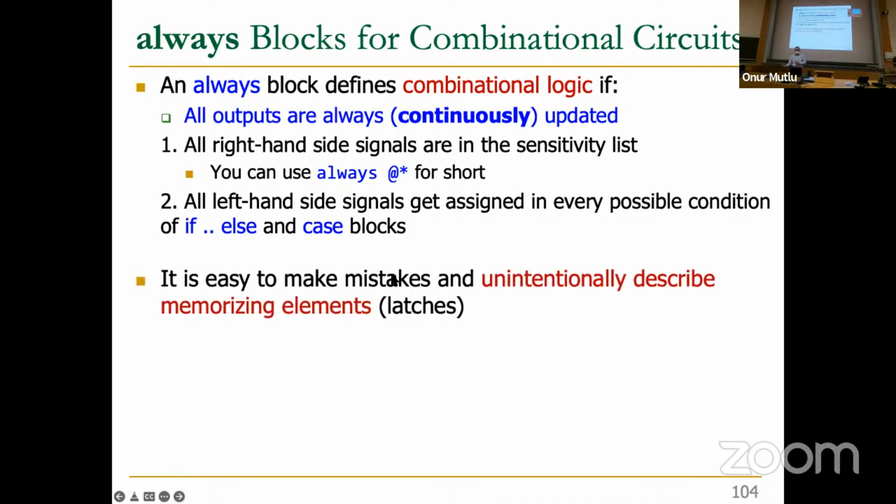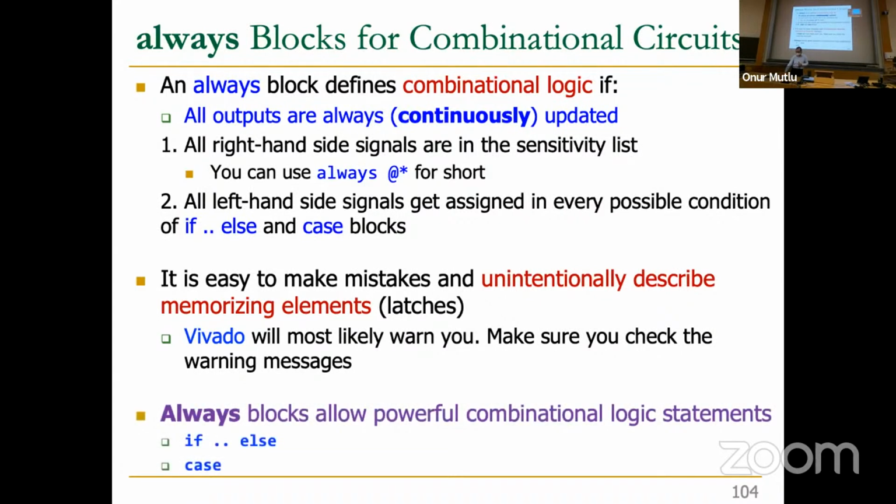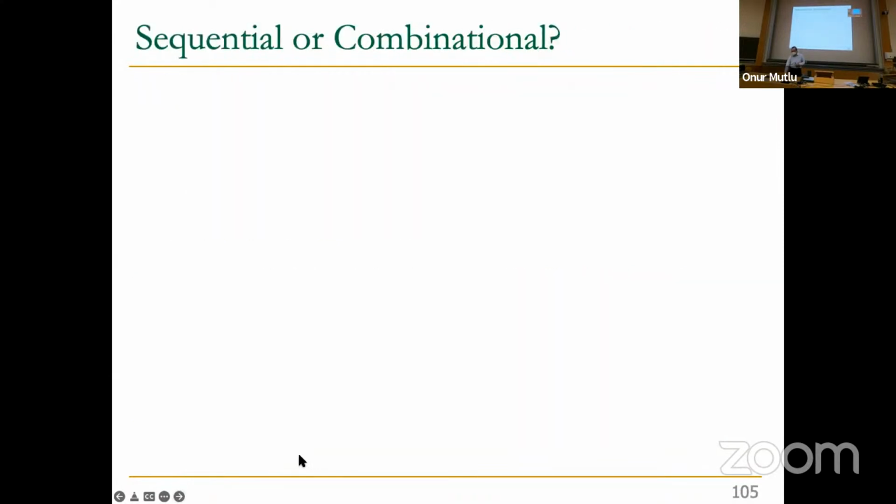It's easy to make mistakes and unintentionally describe memorizing elements. So if you want to use always blocks to describe combinational circuits, it's easy to make mistakes because you may omit something, basically. Whenever you omit something, meaning whenever 1 and 2 don't get satisfied, you may have a latch or a flip-flop, some sequential logic, basically. And in this case, you're basically at the mercy of the tools. Tools may warn you. Check the warning messages, basically. Warning messages are there for a reason. But always blocks allow powerful combinational logic statements using if, else, and case.